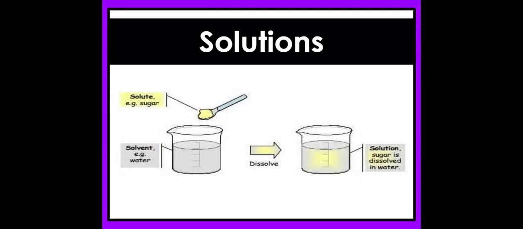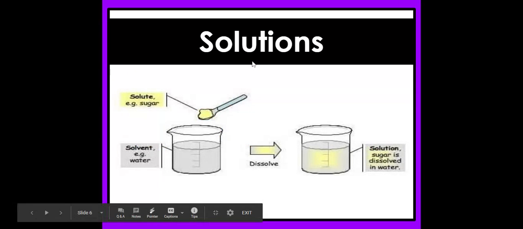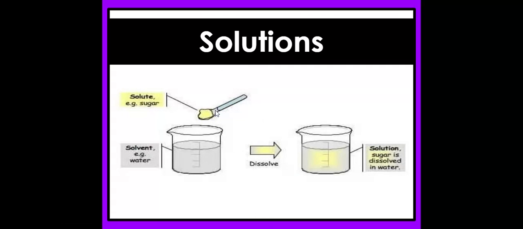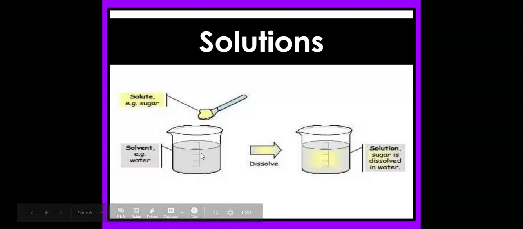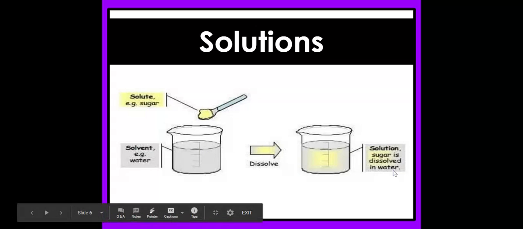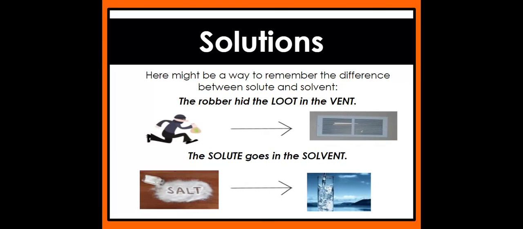So, an example of this in the visual format for our visual learners is that you have a solute, sugar, what's being dissolved, which is added into the solvent, the water, what does the dissolving. It dissolves, and then you have a solution, the sugar dissolved in the water. So here might be a fun way to remember the difference between solute and solvent.